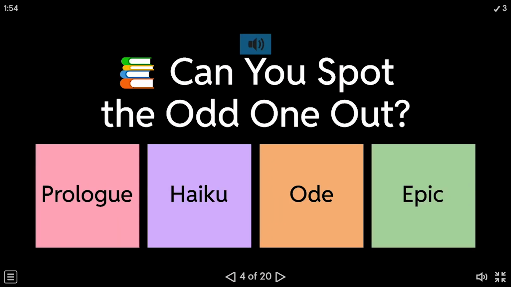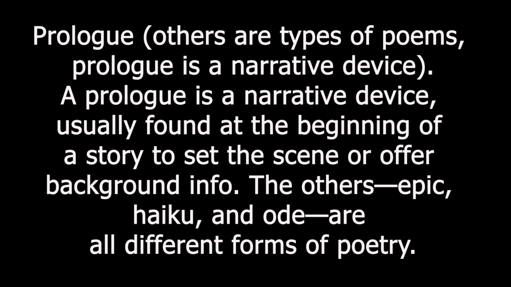Can you spot the odd one out? Prologue, haiku, ode, epic. The correct answer is prologue. A prologue is a narrative device, usually found at the beginning of a story to set the scene or offer background info. The others, epic, haiku, and ode, are all different forms of poetry.